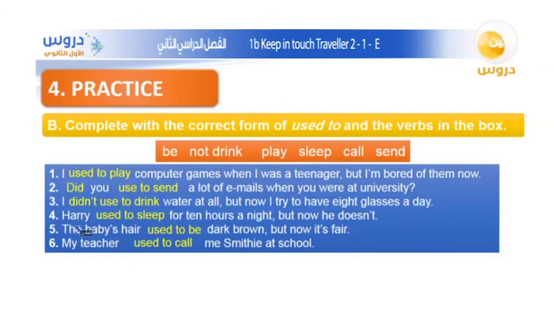What about number 4? Harry used to sleep for 10 hours a night, but now he doesn't. What about number 5? The baby's hair used to be dark brown, but now is it fair? The last one: my teacher used to call me Smithy at school. So here we focus on how to use the word used to. Sometimes we write it as used to with d, sometimes we use just use without d.